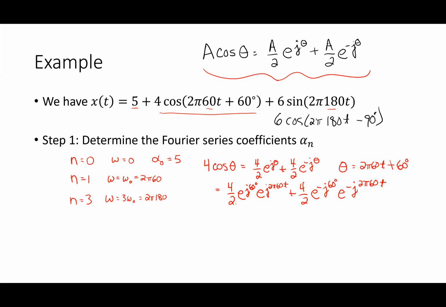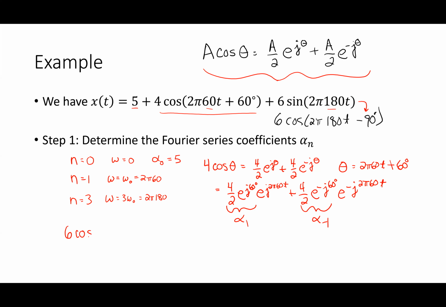So looking at this, I can see that this guy is my alpha 1. This guy here is my alpha minus 1. And I need to do the same thing for the sine term. Now I wrote here, if I have a sine, I can always turn that into a cosine shifted by negative 90 degrees. And so for n equal to 3, what I have is 6. I'll write it this way.